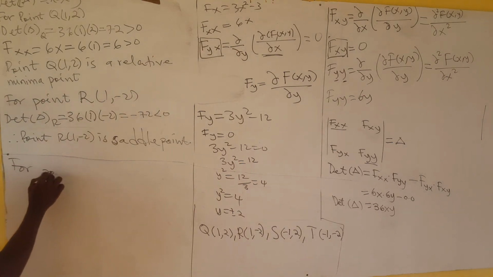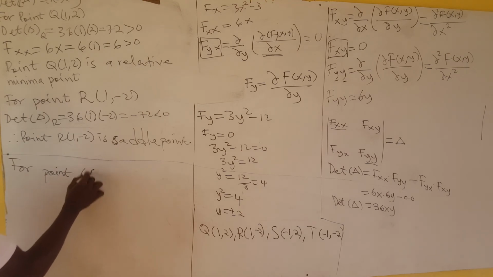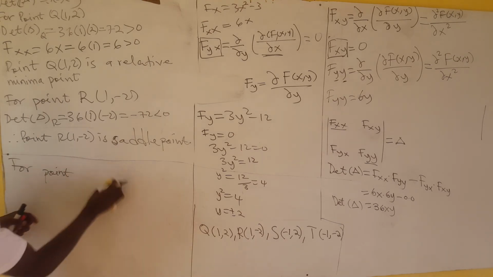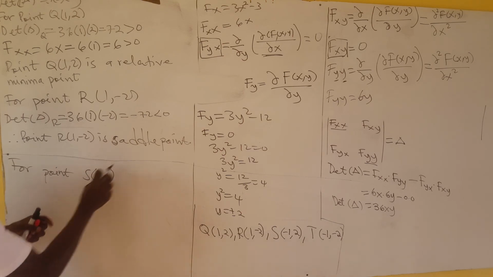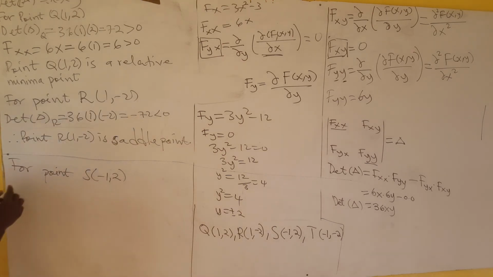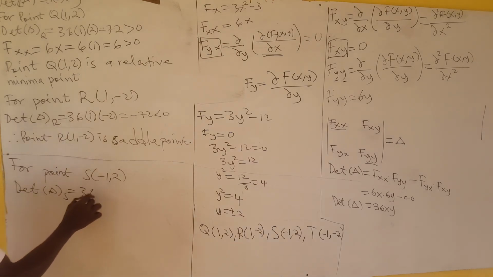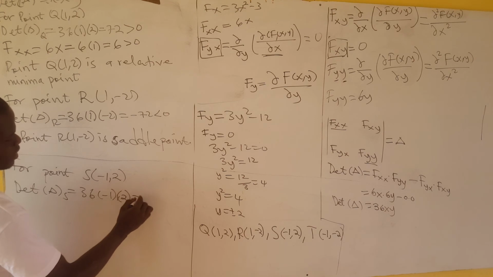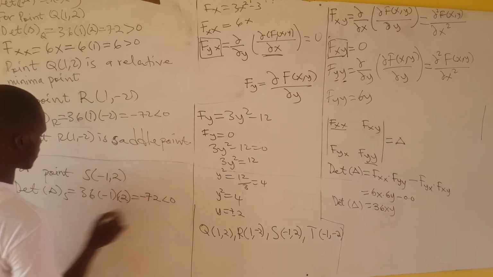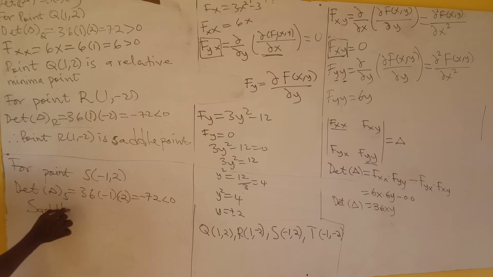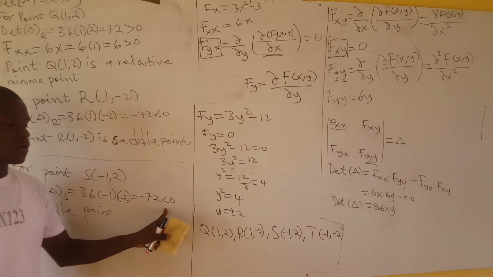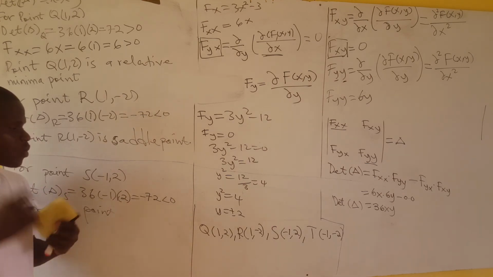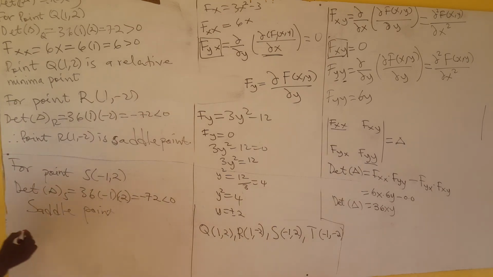So the next point is point S, which is negative 1 and then 2. So let's find the determinant of point S. So the determinant will be 36, the x is negative 1, and then the y is 2. This answer is also negative 72, which is less than 0. So this is another saddle point. Okay? This point is also a saddle point. Why? Because the determinant is less than 0. But if the determinant has been greater than 0, then we'll move on to find the fxx.